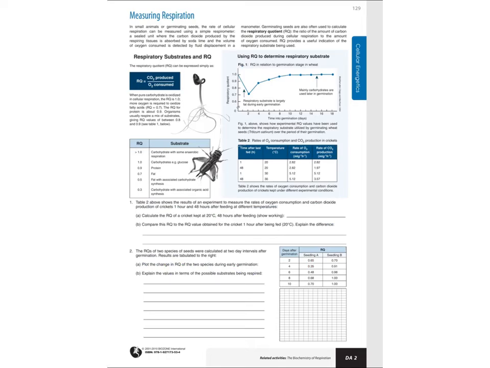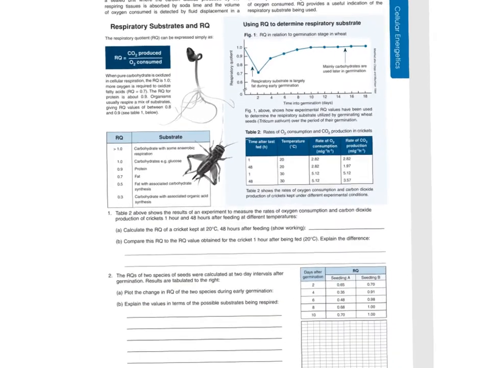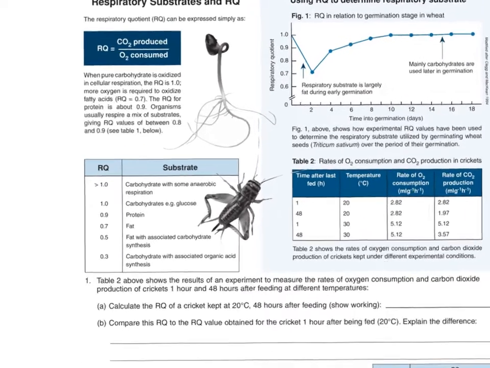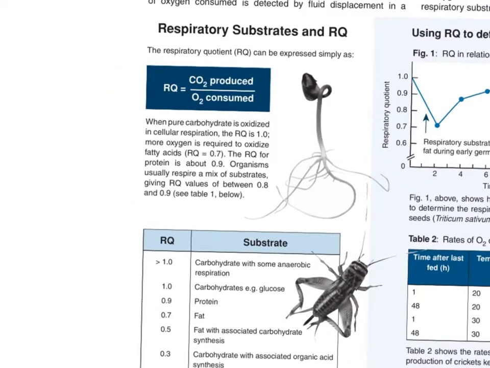So 4. This is that RQ. It's just a ratio. It's just CO2 to O2. Whenever you're looking at a ratio, you have to think, it's going to give you a number. That number, by the way, is known as a quotient. That's why it's called RQ. A number that represents a ratio is called a quotient. So here you have a respiratory quotient. It's a number that's going to represent respiration.